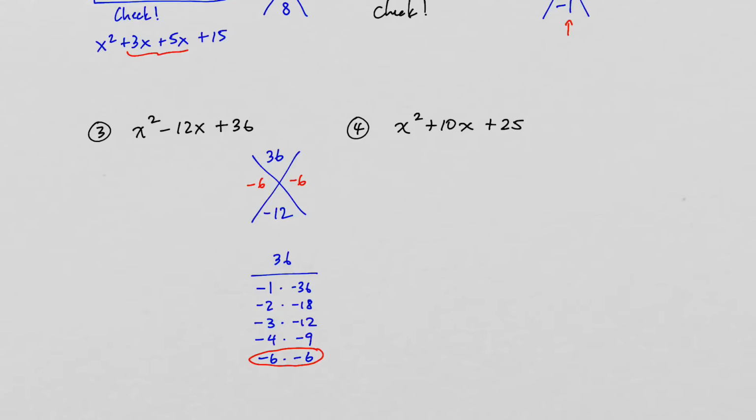And so when we factor this polynomial, we should end up getting x minus 6 times x minus 6. And that can be simplified to x minus 6 quantity to the second power.